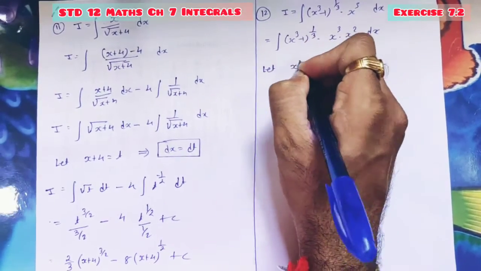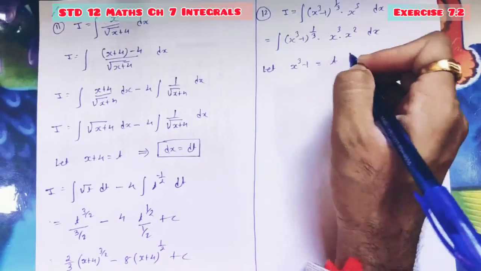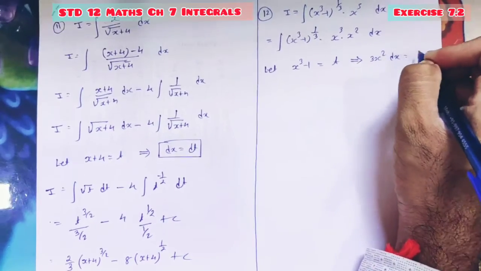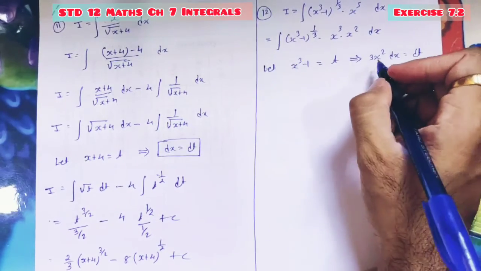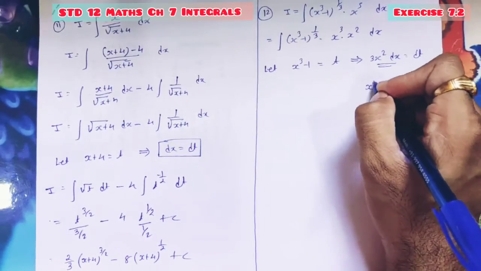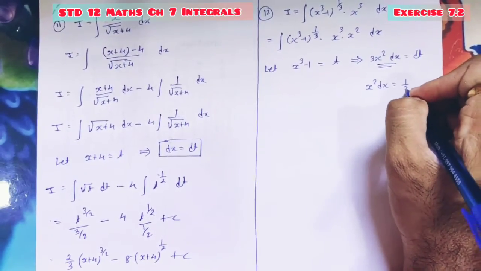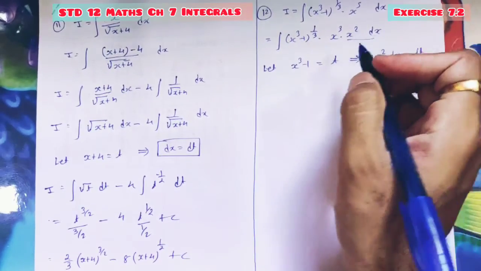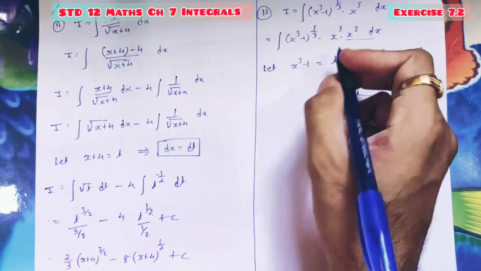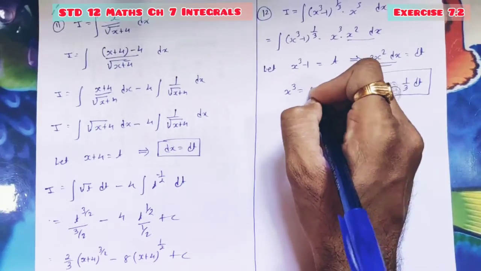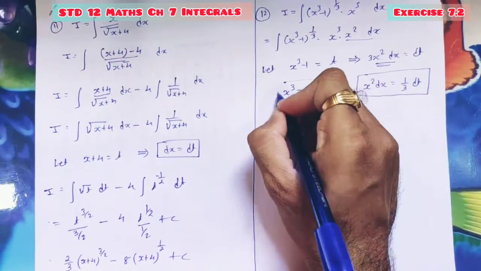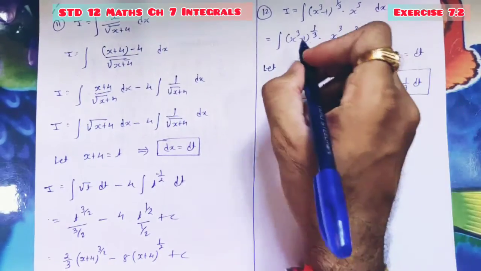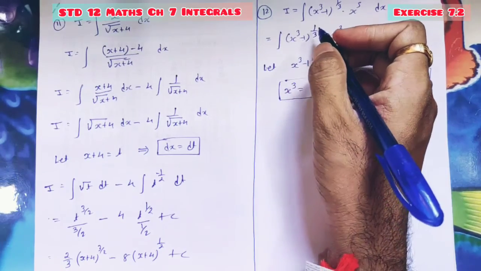So let x cube minus 1 equal to t. So that is equal to 3x square, differentiation on both sides, 3x square dx equal to dt. So from here we can write x square dx is nothing but the 1 by 3 dt. Now what is x cube? We can write this x cube as, x cube is nothing but the 1 plus t. Writing x cube as 1 plus t, this x square dx as 1 upon 3 dt and this x cube minus 1 as a t. So t raised to 1 by 3.